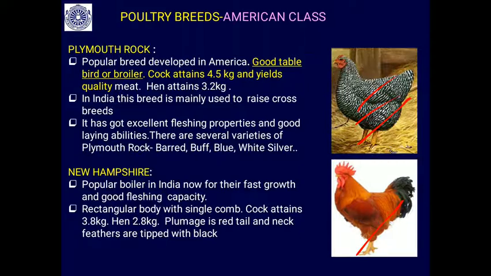Another is New Hampshire. It is a popular broiler in India. It has fast growth and good fleshing capacity. It has a rectangular body. The cock attains 3.8 kg, the hen attains 2.8 kg. The plumage is red, and you can see these are the New Hampshire.